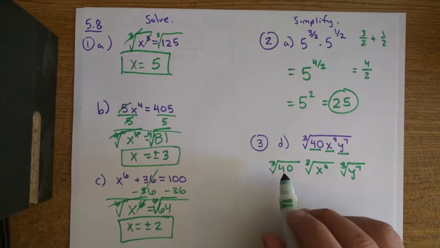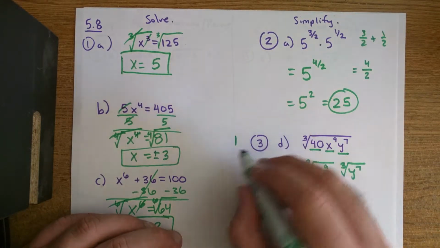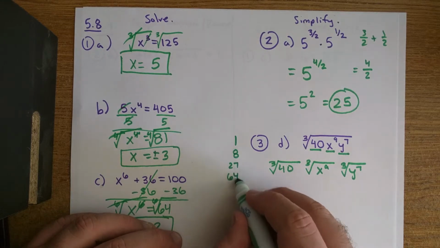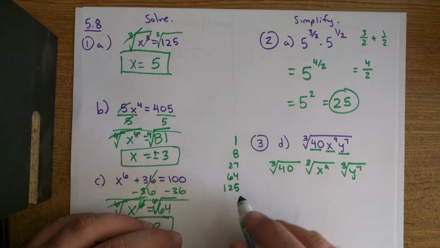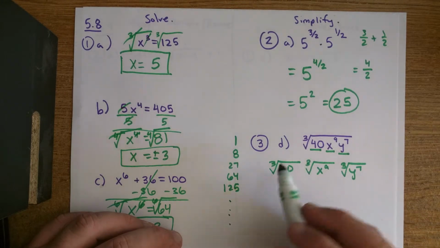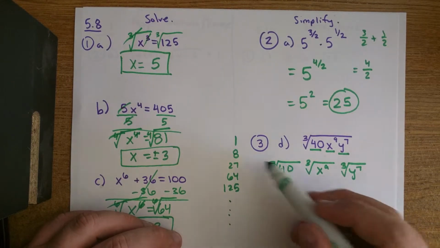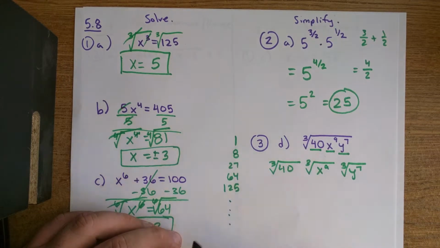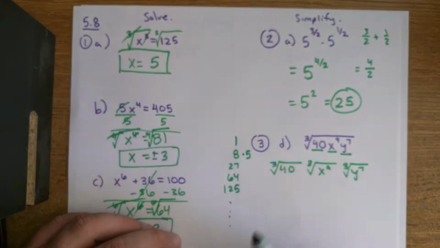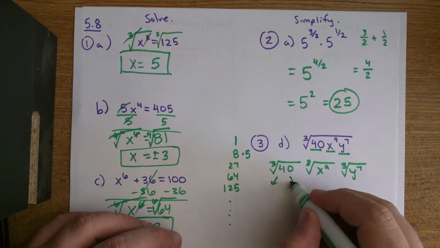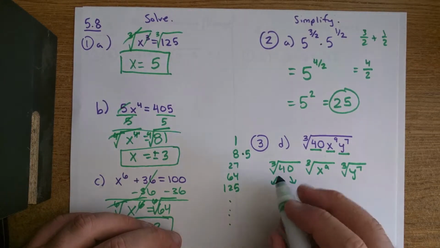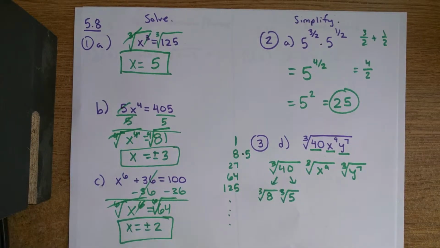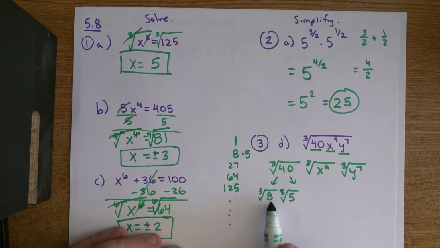Now, because we're dealing with cube roots, I want to think about my list. Perfect cubes: 1, 8, 27, 64, 125. I'm going to stop there because I'm trying to find, is 40 on the list? It's not, so find a number that goes into 40 that's on the list. 8 goes into 40 five times. So we're going to split the cube root of 40 into the cube root of 8 and the cube root of 5, because eventually we could take the cube root of 8.